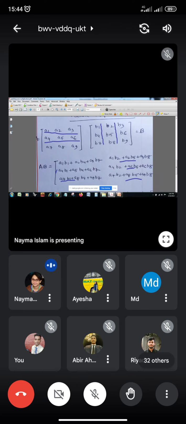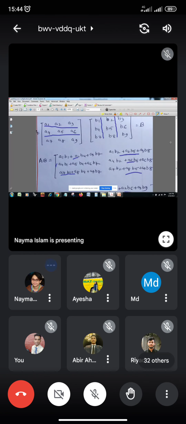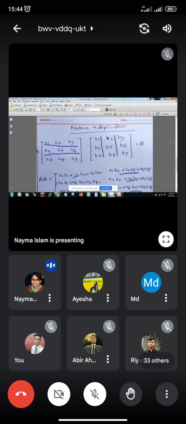If you want to consider the first row here, and if you want to consider this third column at first, in that case your position will be different. At first you have to just write down the first row. Actually, I don't understand your question, so I cannot answer you.